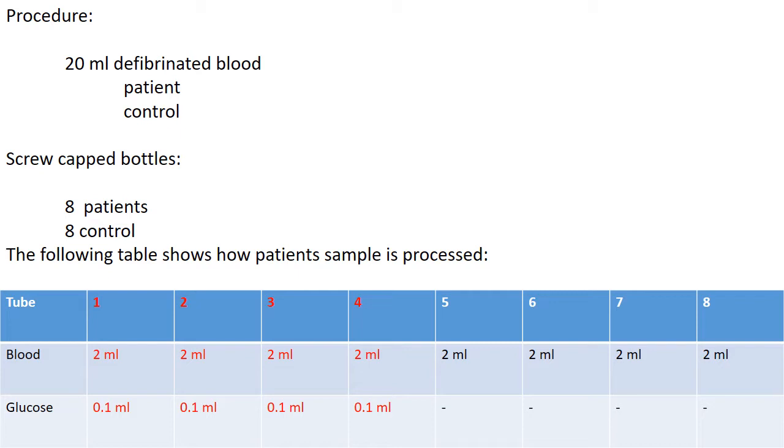Next, take 16 screw capped sterile bottles and label 8 as patient, which is shown in the table below. This is of the patient, and similarly 8 as control. In each of the 8 patient containers, deliver 2 ml of the defibrinated blood. I have shown here tubes 1 to 8 labeled, and a blood sample of 2 ml is taken into each of the tubes.